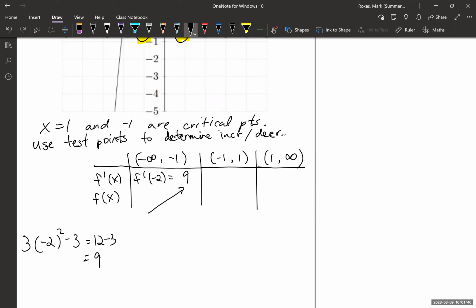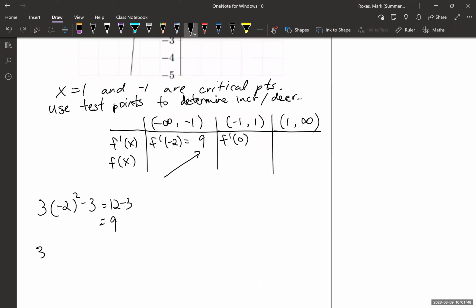Okay. All right, if I use the next interval, negative 1 and 1, I'll just use a test point of 0. So f prime of 0. If I plug that into the derivative, it'll be 3 times 0 squared minus 3 equals negative 3. So that's going to be a negative value. Okay, and if the derivative is negative, according to the previous page, we've established that the function is decreasing. And from 1 to infinity, if you use a test point such as 2, we'll get positive 9, and that is increasing. And in between these intervals, we do have a horizontal tangent turning point, slope of 0.